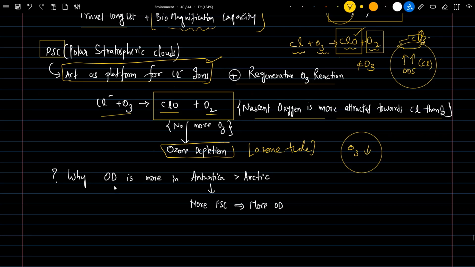So here, understand why ozone depletion is more in Antarctica. Earlier I told you that in the southern hemisphere ozone depletion is more because the major reason is that more polar stratospheric cloud is present in Antarctica. More polar stratospheric cloud means there will be more ozone depletion, because a greater number of ClOs will be formed.